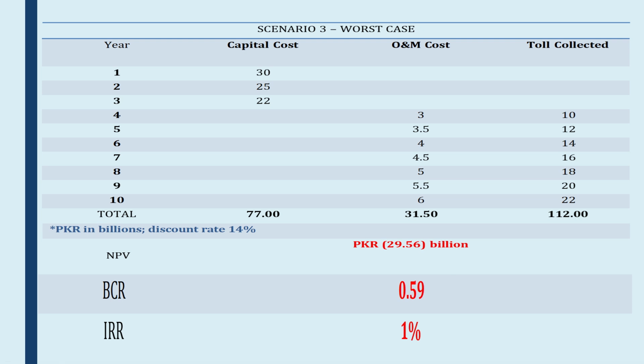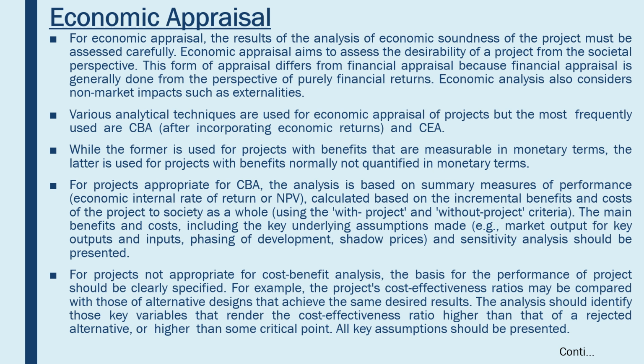So I explained all three cases, and this is economic appraisal. For economic appraisal, the results of the analysis of economic soundness of the project must be assessed carefully. Economic appraisal aims to assess the desirability of the project from the societal perspective. This differs from financial appraisal, which is generally done from the perspective of purely financial terms and returns. Economic analysis also considers non-market impacts such as externalities.